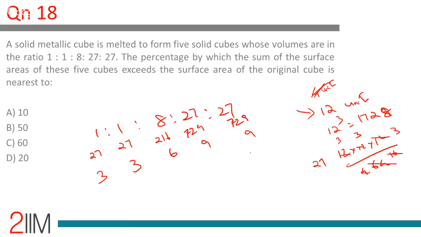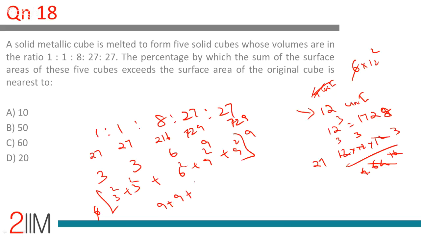9, 9. Right? Surface area here is 6 into 12 square. It will be 6 into 3 square plus 3 square plus 6 square plus 9 square plus 9 square. Sum of the surface areas of these 5 cubes exceeds the surface area of the original cube. So this, the 6 goes off on both sides. This will be 9 plus 9 plus 36 plus 81 plus 81. That is 144. 162 plus 18, 180 plus 36, 216 and 144.